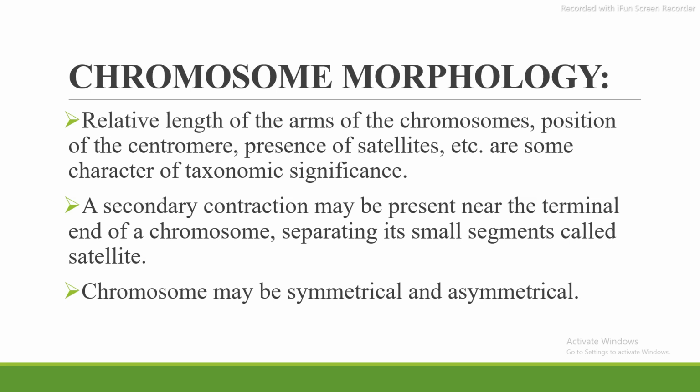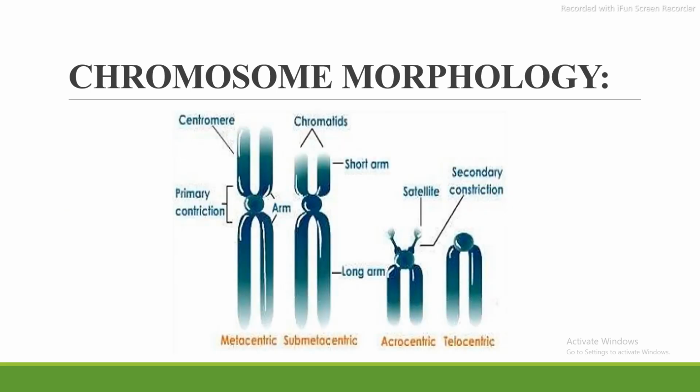A secondary constriction may be present near the terminal end of a chromosome, separating its small segment, called a satellite or SAT. Chromosomes may be symmetrical and asymmetrical. Chromosome morphology is shown in the figure. First, there is the metacentric chromosome, which includes the centromere, and this is the primary constriction. These are the arms of the chromosome. Second is the submetacentric chromosome, which includes the two chromatids, and this is the short arm. This is the long arm. Third is acrocentric. The acrocentric chromosome includes the satellite or SAT, and this is the telocentric chromosome.